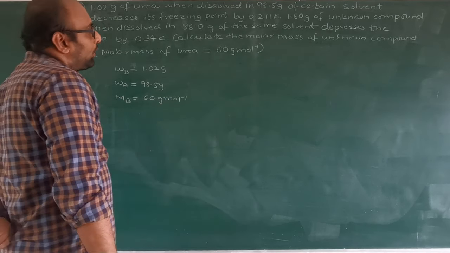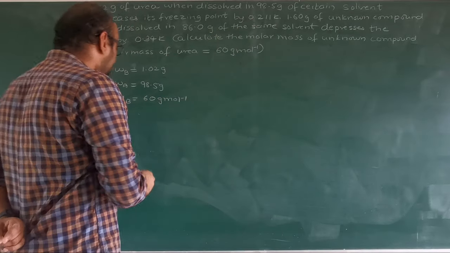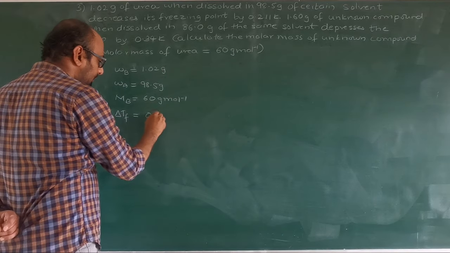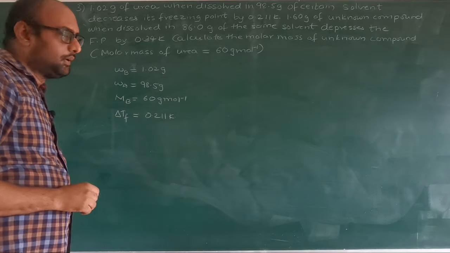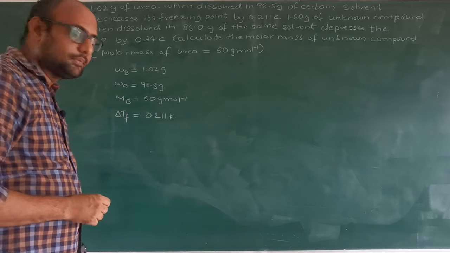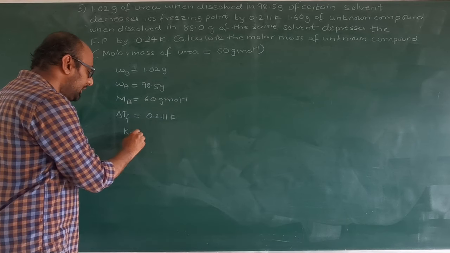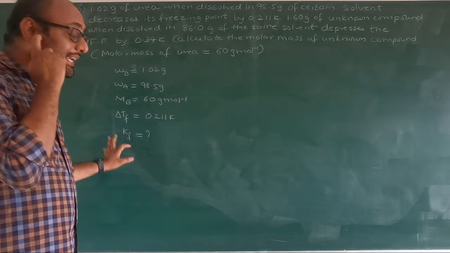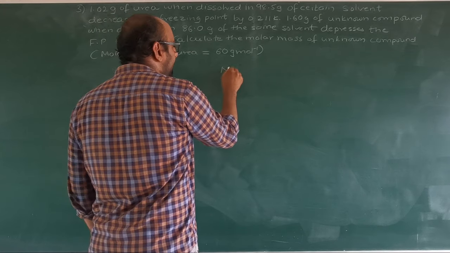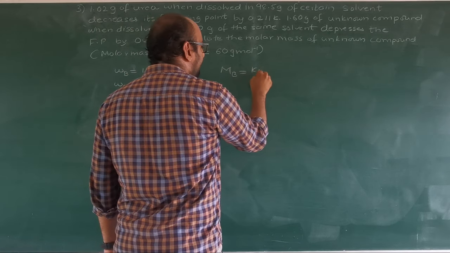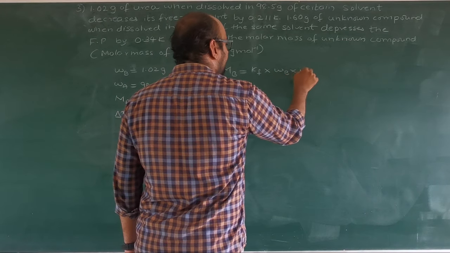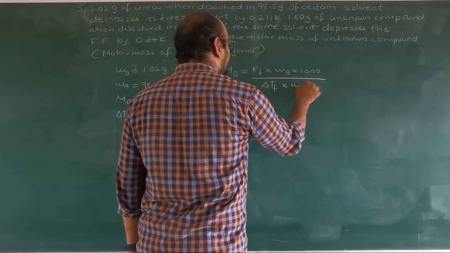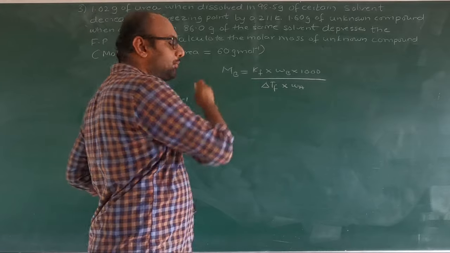Then what else is given? The depression in freezing point is given. For the first solution, delta TF is equal to 0.211 K. Now, what is not given? Which value you don't know here? Kf value is not known. So for this solution, you have to calculate Kf first. Now you know the formula of MB. MB is equal to Kf multiplied by WB into 1000 divided by delta TF multiplied by WA. You know this formula. This is for the calculation of molar mass of the solute.